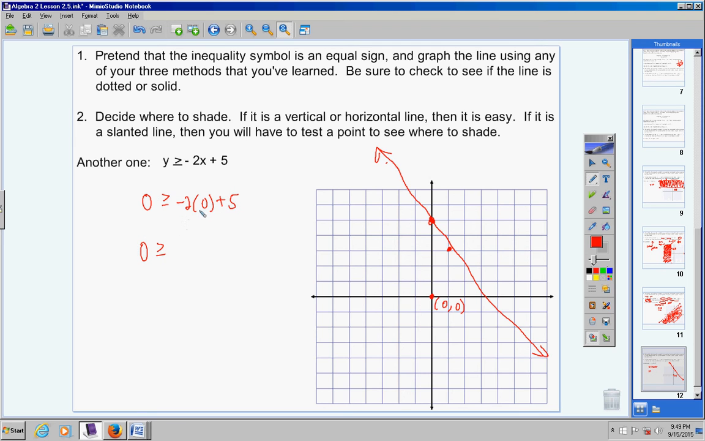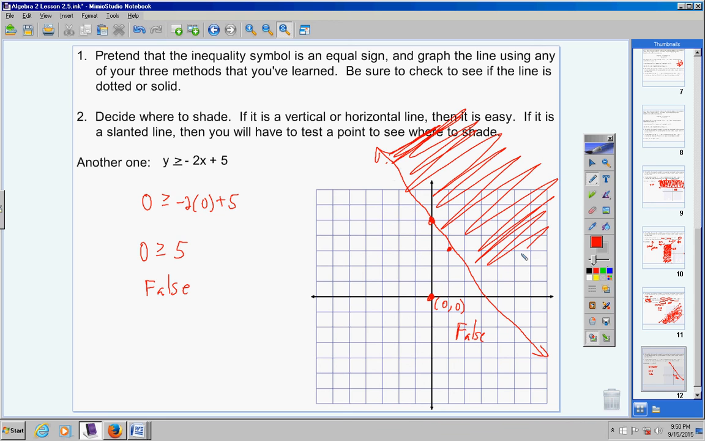Negative 2 times 0 is 0. 0 plus 5 is 5. I'm getting out 0 is greater than 5. Well, students, that's false. 0 is not greater than 5. So this point right here is false. So if this point's false, then I definitely don't want to shade down here where this point is. I want to shade where that point is not. So the proper area to shade is up here.